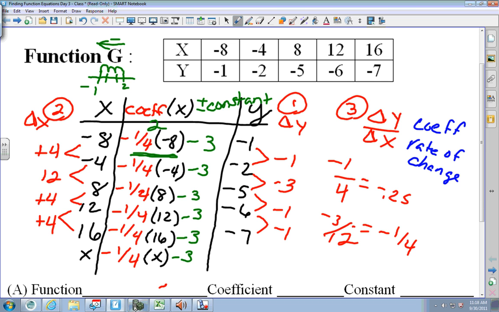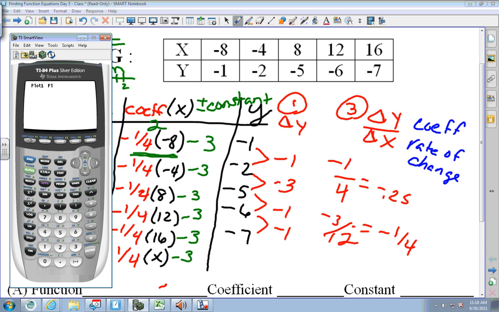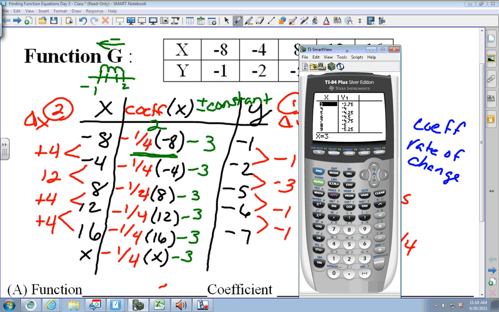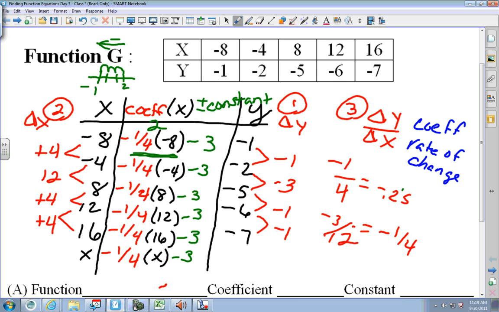Never go any farther until you check in the calculator. Go to y equals, put in what you think the rule is, negative 1/4 x minus 3, and press second graph. Look and see if these points, negative 8, negative 1, negative 4, negative 2, 8, negative 5, make sure that they are all there. You want to make sure that you have all of them. Once you do that, then you can go on.